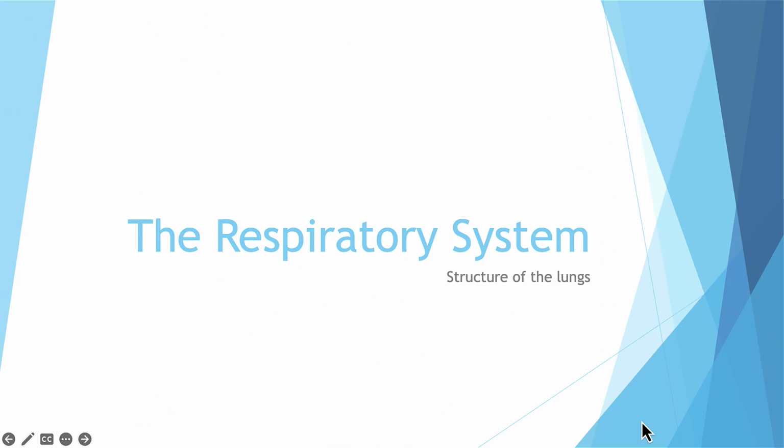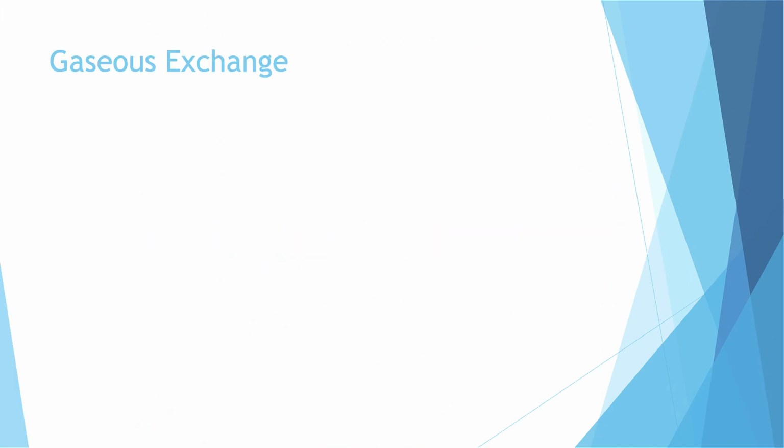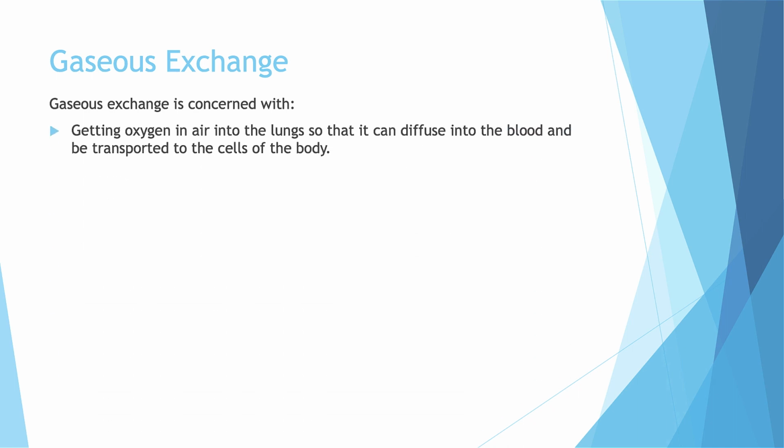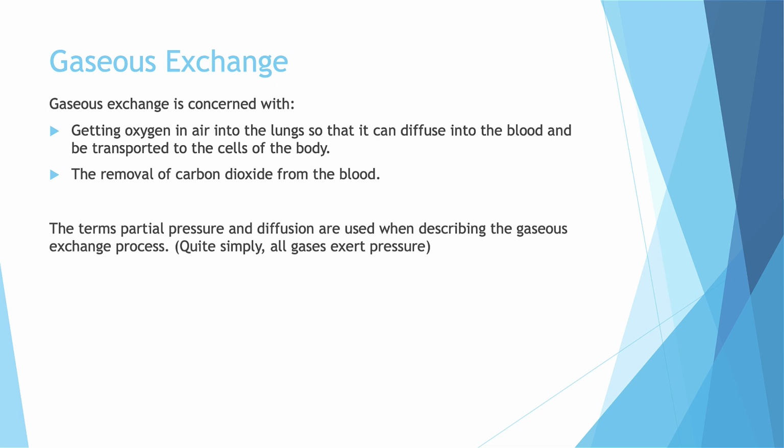The respiratory system, structure of the lungs. Gaseous exchange. Gaseous exchange is concerned with getting oxygen in the air into the lungs so that it can diffuse into the blood and be transported to the cells of the body, and the removal of carbon dioxide from the blood.